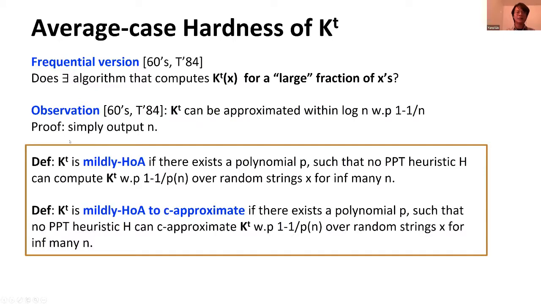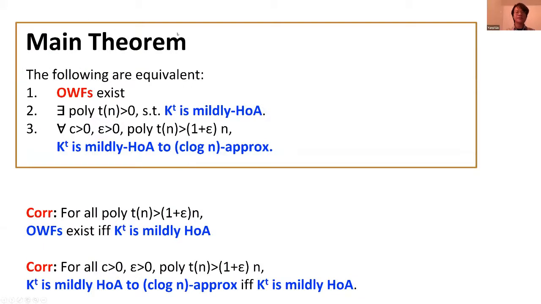We say K_t is mildly hard on average if there exists a polynomial p such that no polynomial-time heuristic H can compute K_t with probability 1 minus 1 over p of n over a random string x, for infinitely many n. We define K_t being mildly hard on average to c-approximate in the same way, where c is the additive factor. Our main theorem says the following are equivalent. First, one-way functions exist. Second, K_t is mildly hard on average. Third, K_t is mildly hard on average to c log n approximate. And we have the following two simple corollaries.